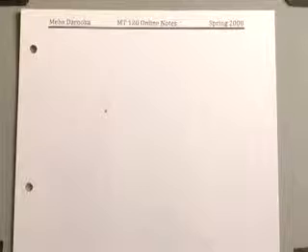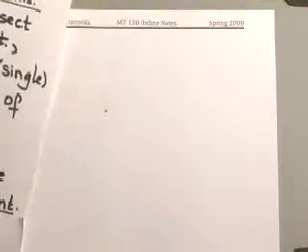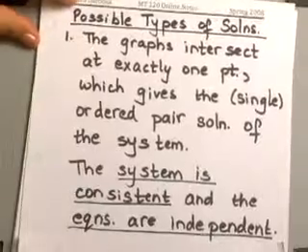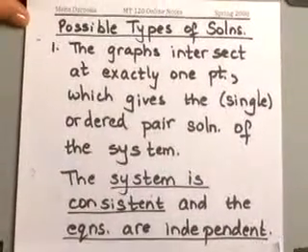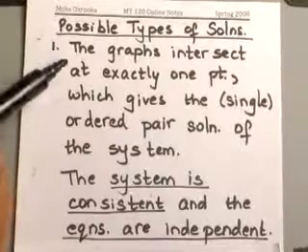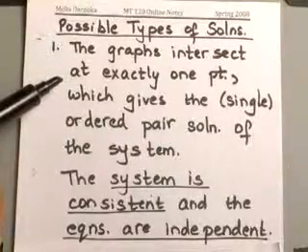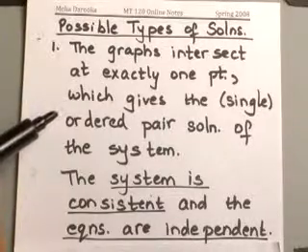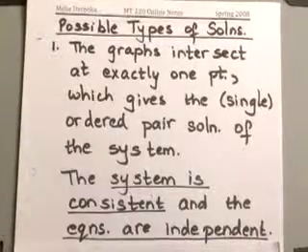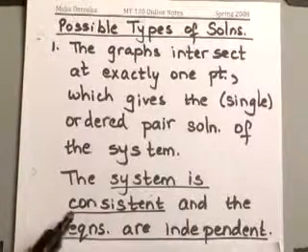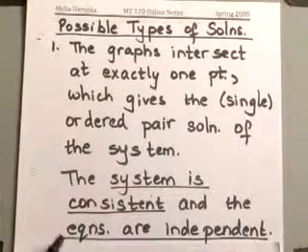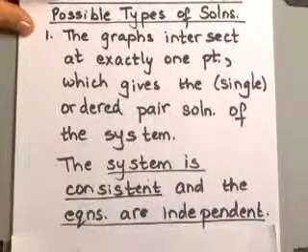Okay, let's do a quick recap of the different types of solutions that we can come across when we are talking about a system of equations here. The first set of examples that we saw had graphs intersecting at exactly one point, and that point gave us exactly one ordered pair as the solution of our system. When you have any system of that form, we call the system a consistent system, and the equations are called independent equations.